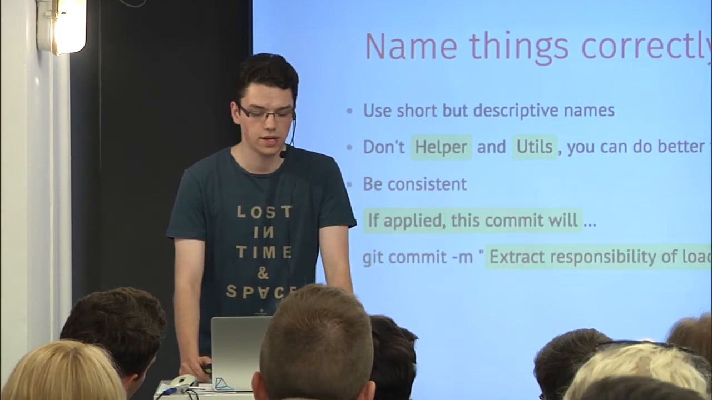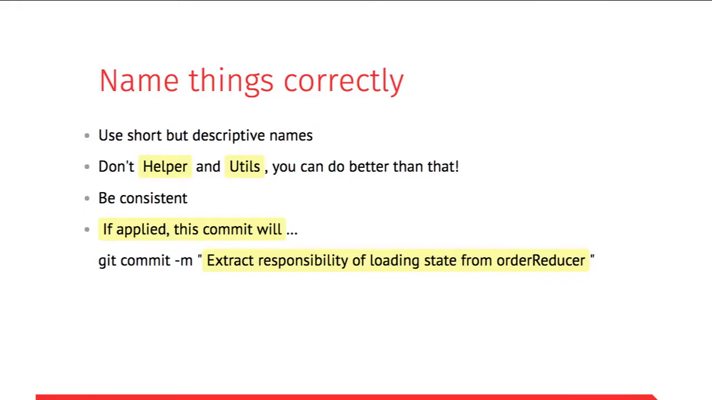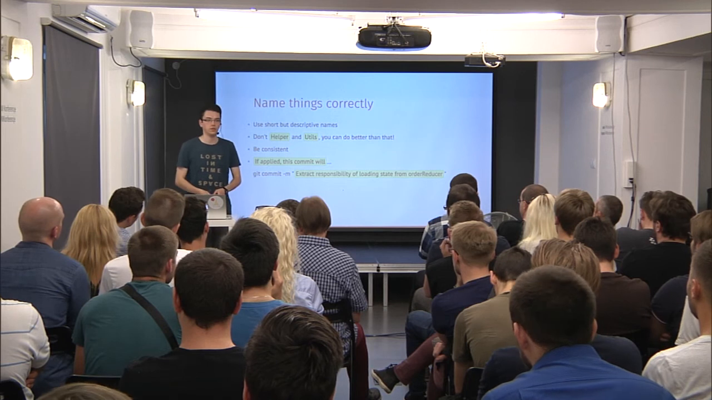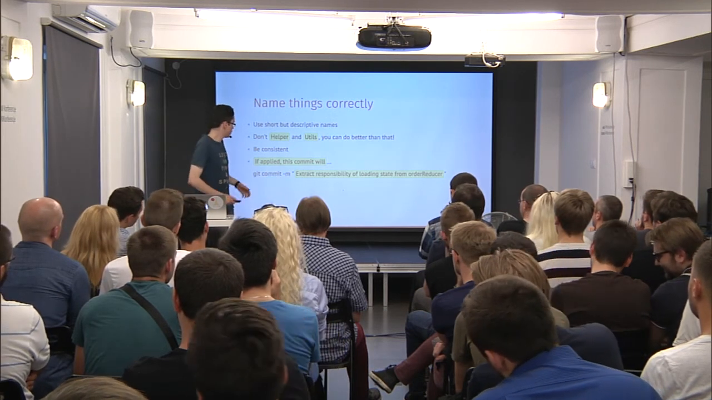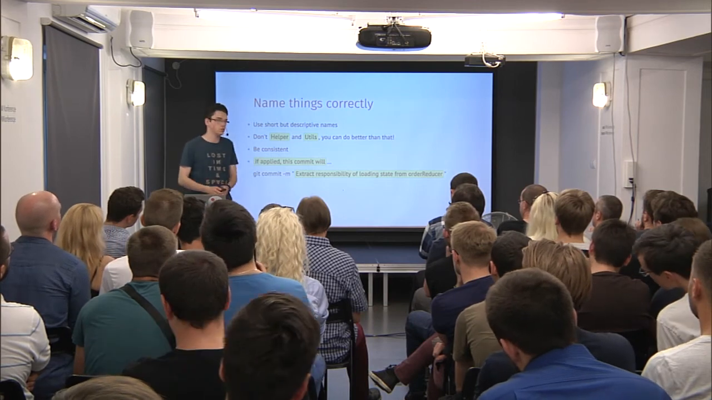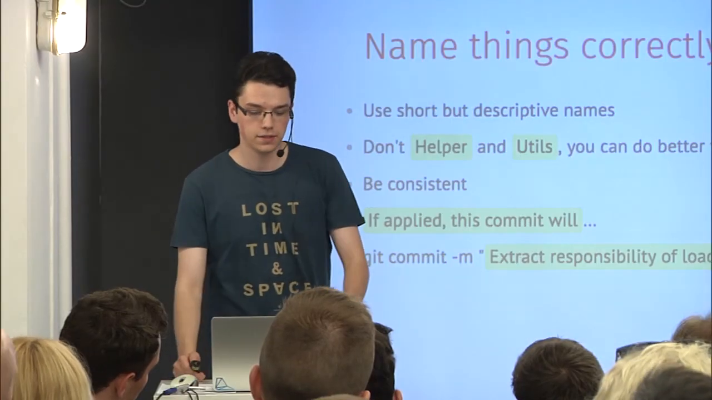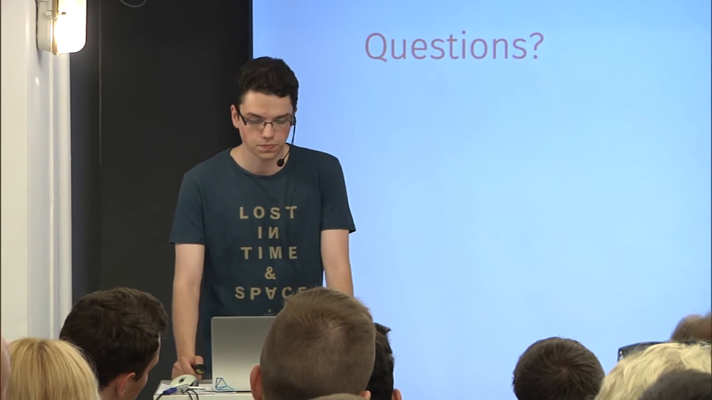Be consistent and name your commits properly. Your commit should always answer, it's not a question, it should follow this: if applied, this commit will, and then what your commit is doing. I think it's really cool when it comes to doing code review, and also the commits should be small.